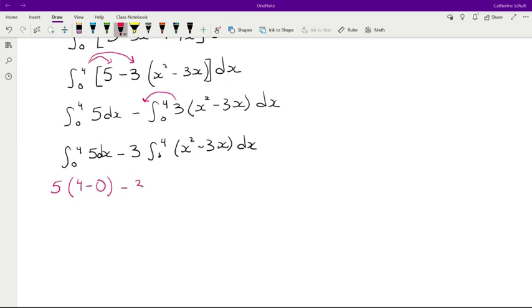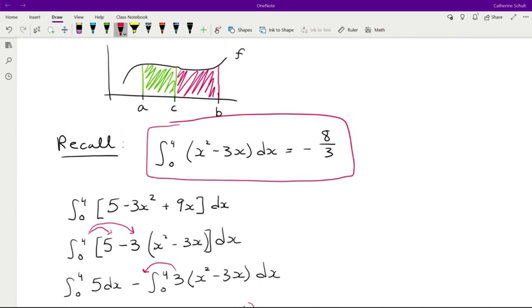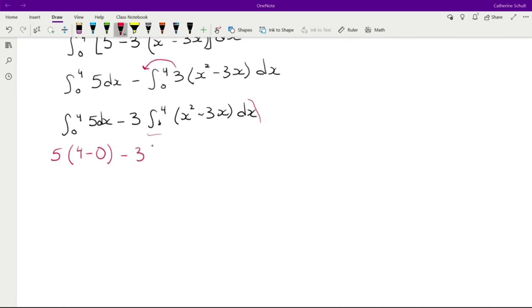And then by substitution, this integral right here is negative 8/3. And now we can evaluate that. So we're looking at what? We're looking at 20 minus minus becomes plus, and the 3's cancel. So 20 plus 8 is, of course, 28. All right, so a nice little application of all of those integral properties.